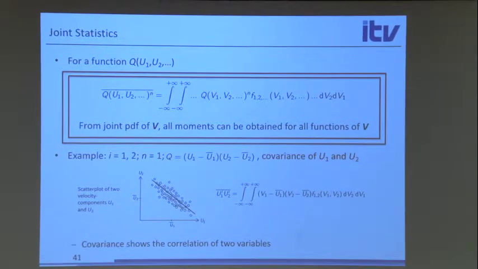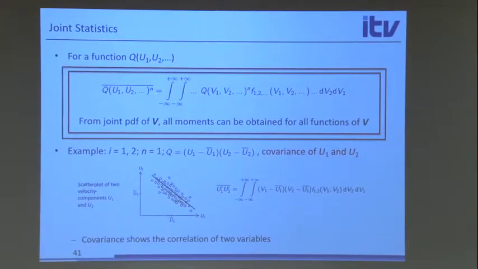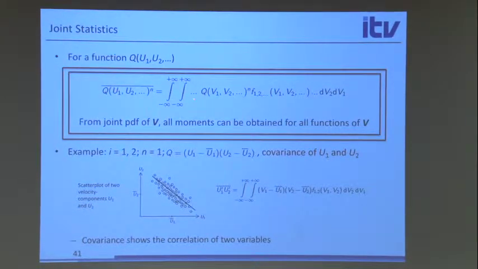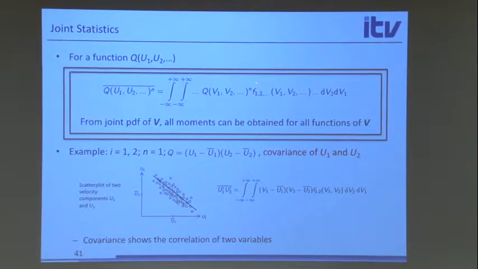And then what's interesting here, just like for the marginal PDF, also for the joint PDF, we can get any moment of any function of the sample space variables by just evaluating that function, multiplying with a PDF, and integrating over the entire sample space.